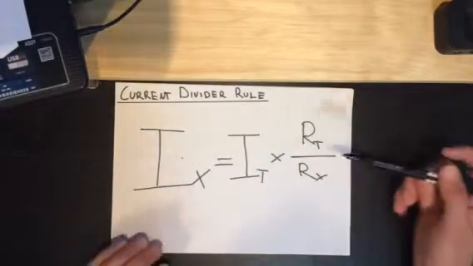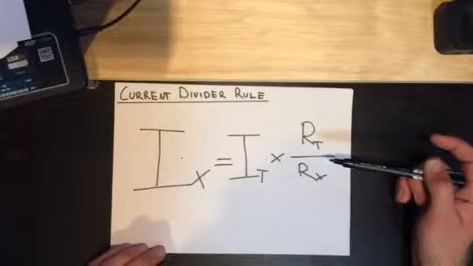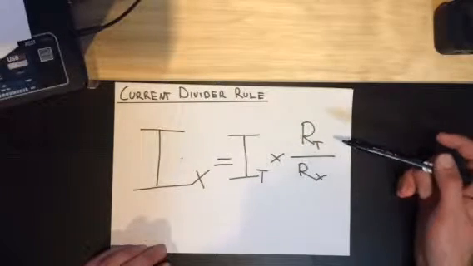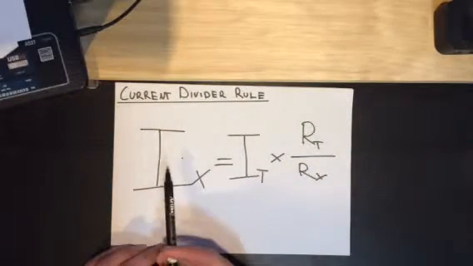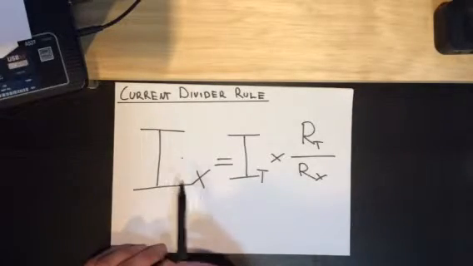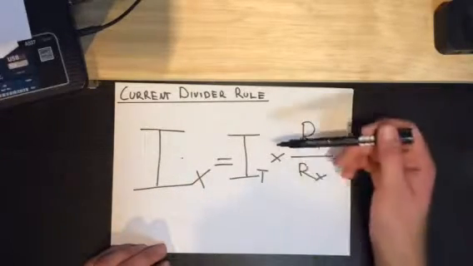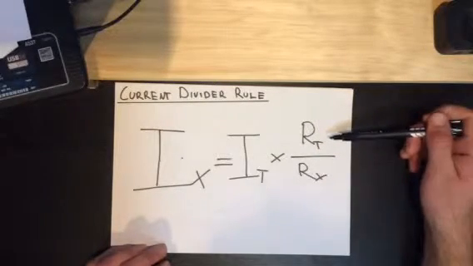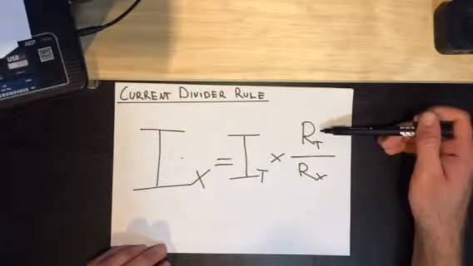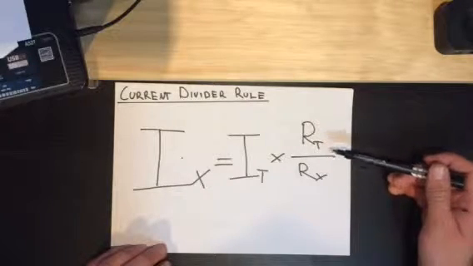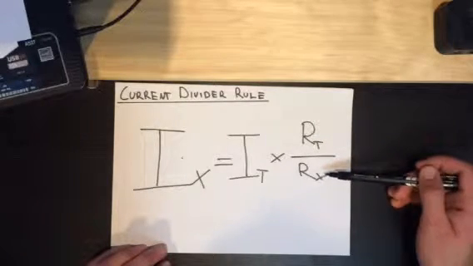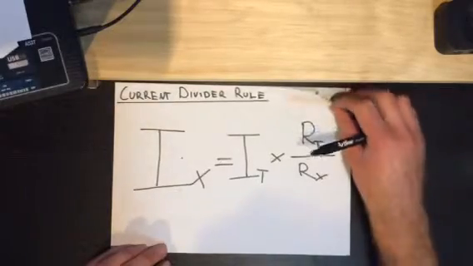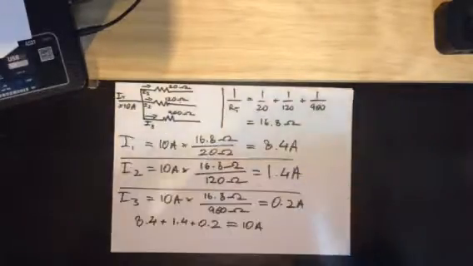So this is the equation that we use to calculate the individual paths. So the current of the individual path is equal to the total current coming into the system multiplied by the total resistance of all the paths and over the resistance of the individual path that we are looking at.